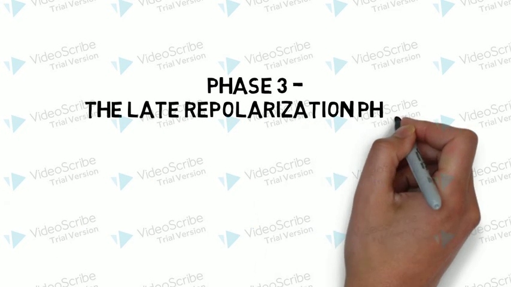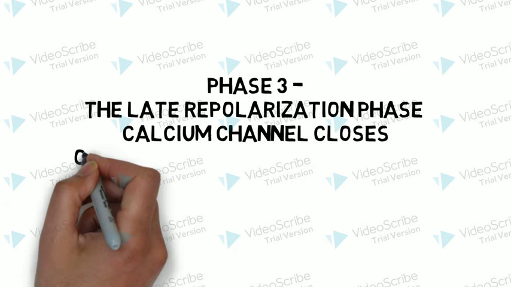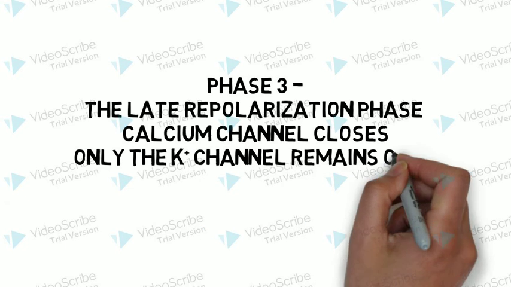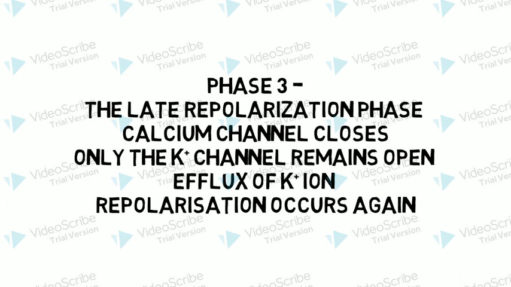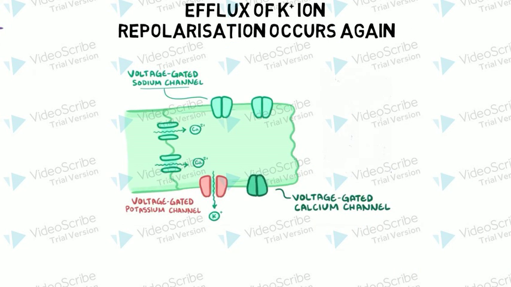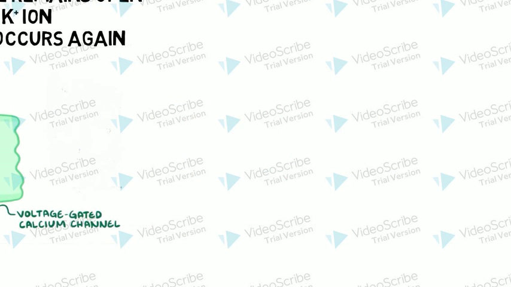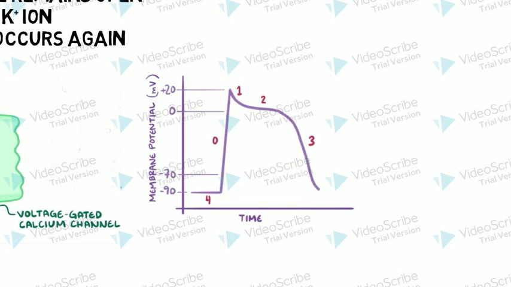Now the calcium channel is closed, only the potassium channel remains open, which causes the efflux of potassium ion. As positive ion is going out, repolarization occurs again. Here in the figure we see that only the potassium channel is opened up and all others are closed, so potassium efflux is occurring. So in the graph, the membrane potential has fallen back to resting membrane potential, which is -90 mV. That is, only repolarization is going on in this phase.